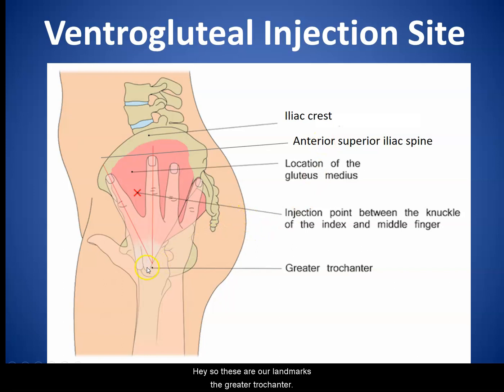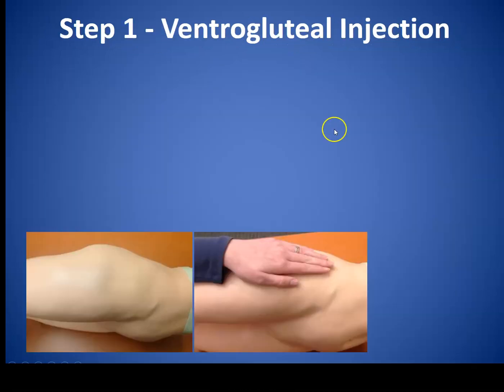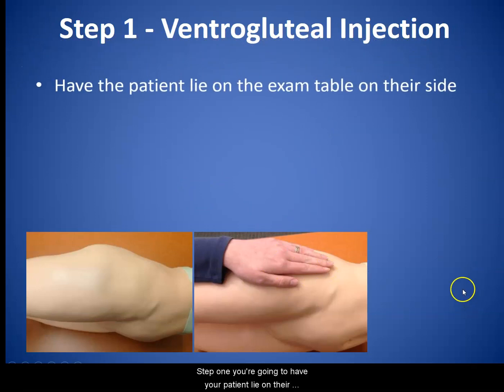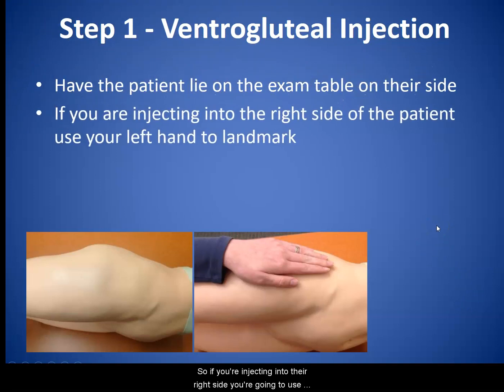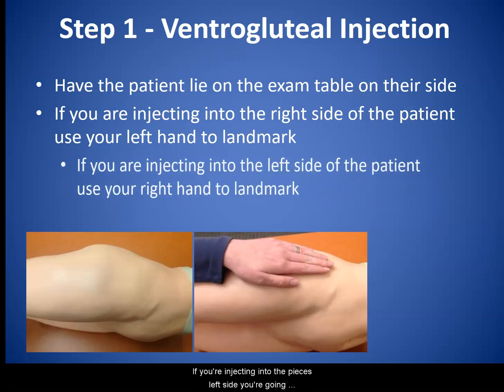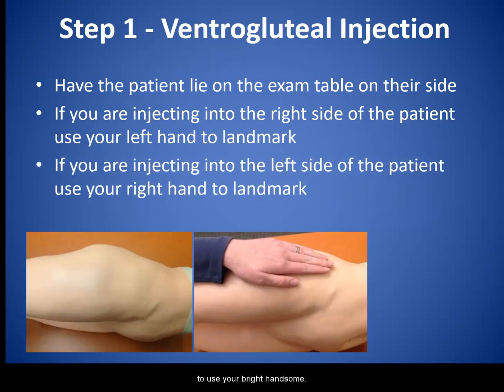Okay, so these are our landmarks: the greater trochanter, the anterior superior iliac spine, and the iliac crest. So step 1, you're going to have your patient lie on their side on the exam table. So if you're injecting into their right side, you're going to use your left hand to landmark. And if you're injecting into the patient's left side, you're going to use your right hand to landmark.